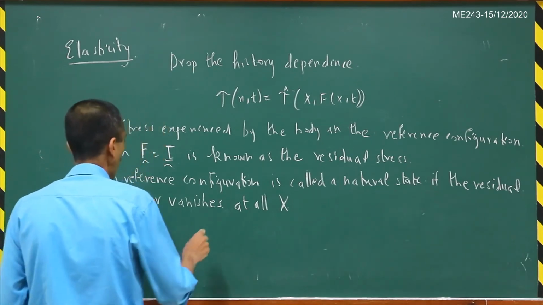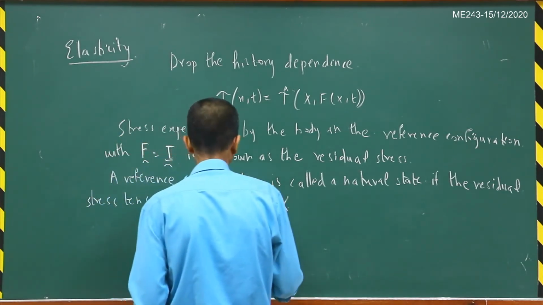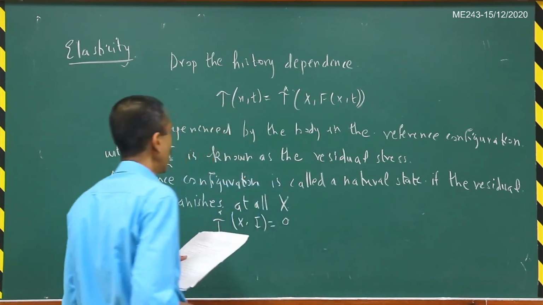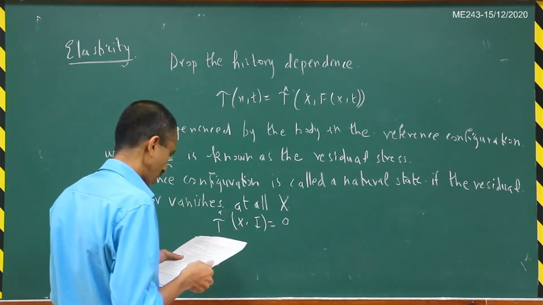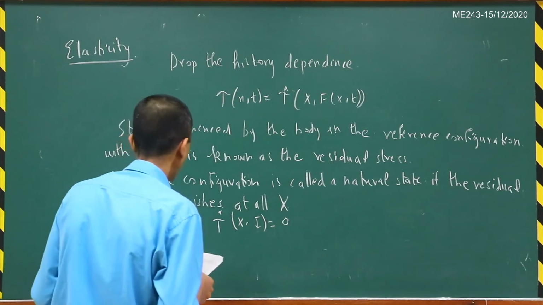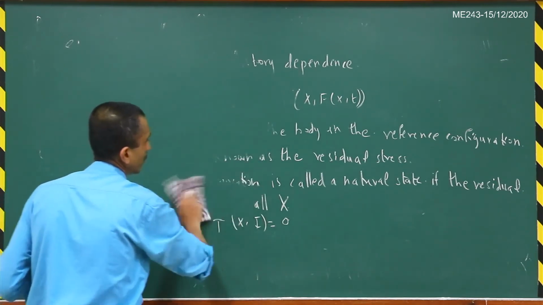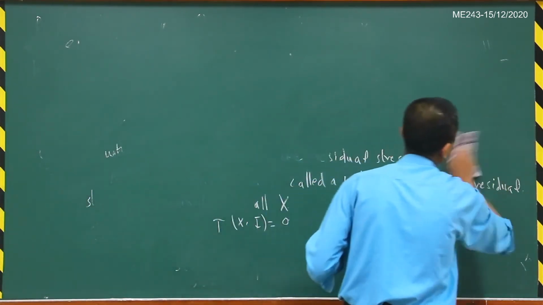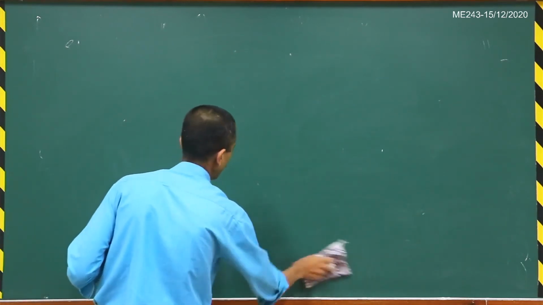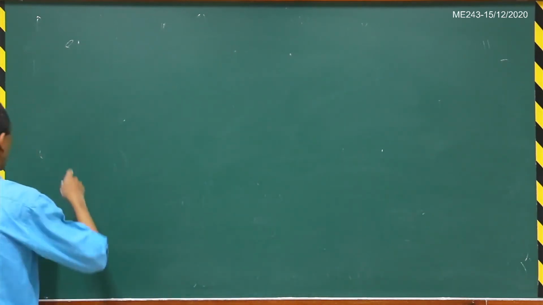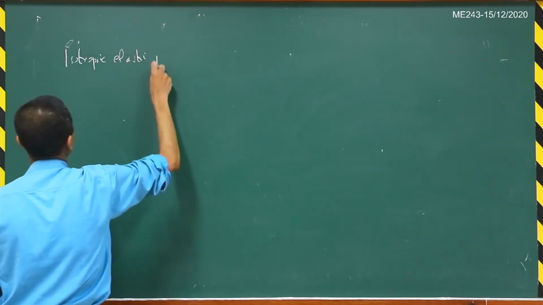So basically, you will have that tau hat of x comma I is equal to zero. So that is what we will assume. Typically, we will assume this particular thing here. Fine. Now let us look at the response functional or response functions for the case of elasticity. So isotropic elastic particles.